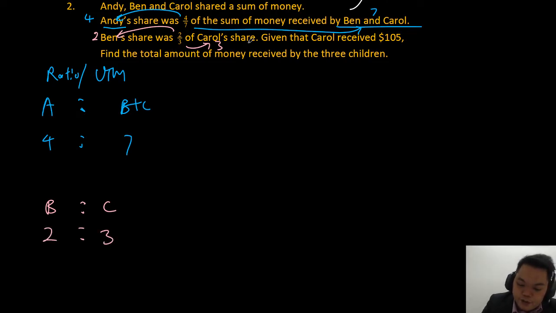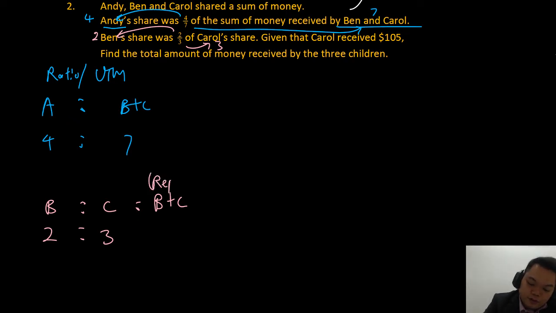Now given that Carol received $105, there are two ways that this can be done with the unit transfer method. The first one is by changing these 3 pink blocks into 105 straight away. The other one which I'll show you is by making the units the same. And this involves looking for a repeated identity.